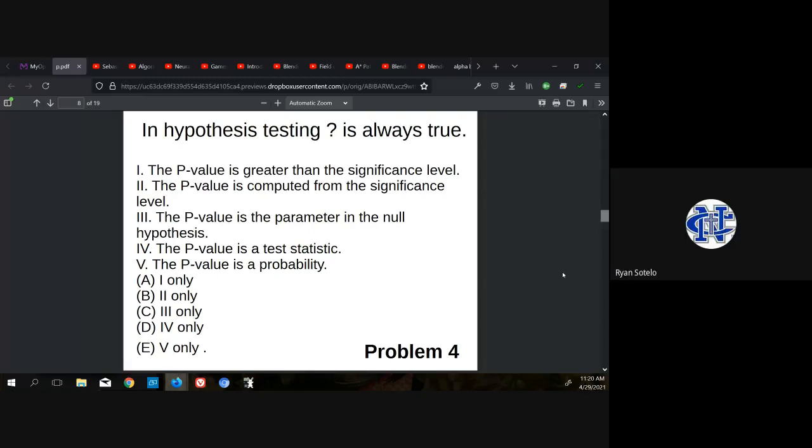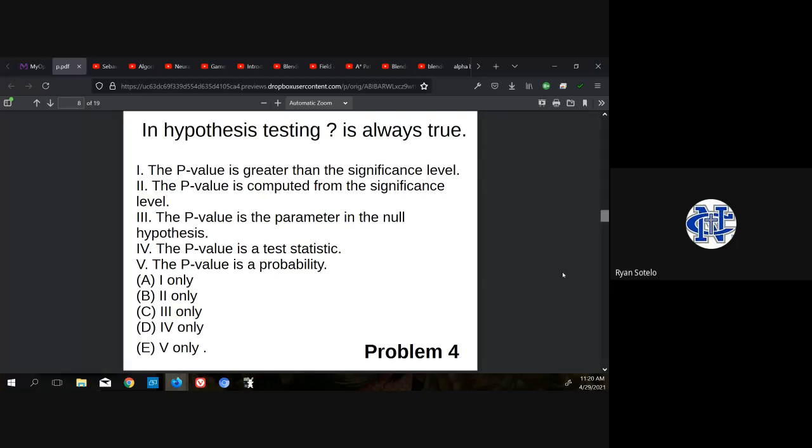It's not available. What's computed mean? I think it's 2. You have to use the significance level to calculate the p-value. No, you don't need that. The p-value is a parameter in the null hypothesis?